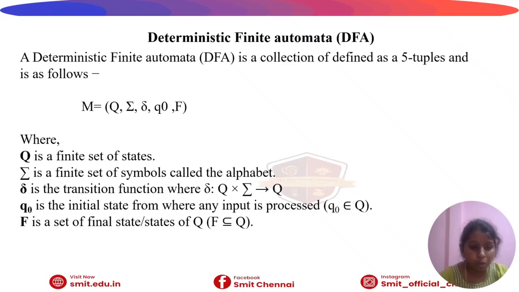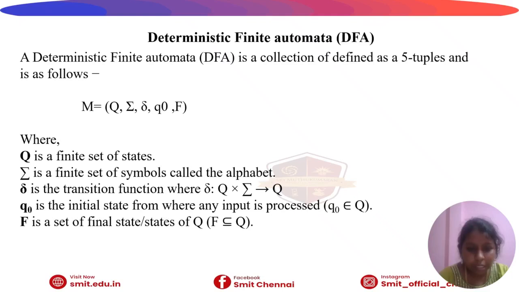In a deterministic finite automaton, each state has exactly one transition for each input symbol. It has only one state at a time. It does not accept empty moves. The input is accepted if it reaches the final state. Now we will see the definitions.